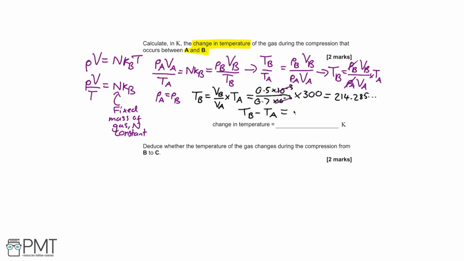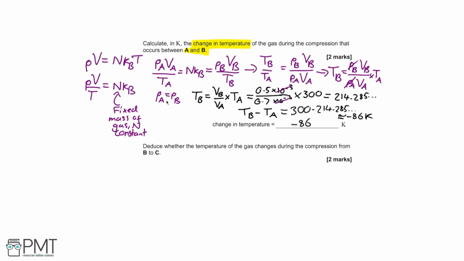Which gives us an answer of 300 minus 214.285..., which is equal to approximately minus 86 Kelvin. Therefore, the change in temperature is about minus 86 Kelvin to two significant figures, since that's the degree of precision given for the data in the question.